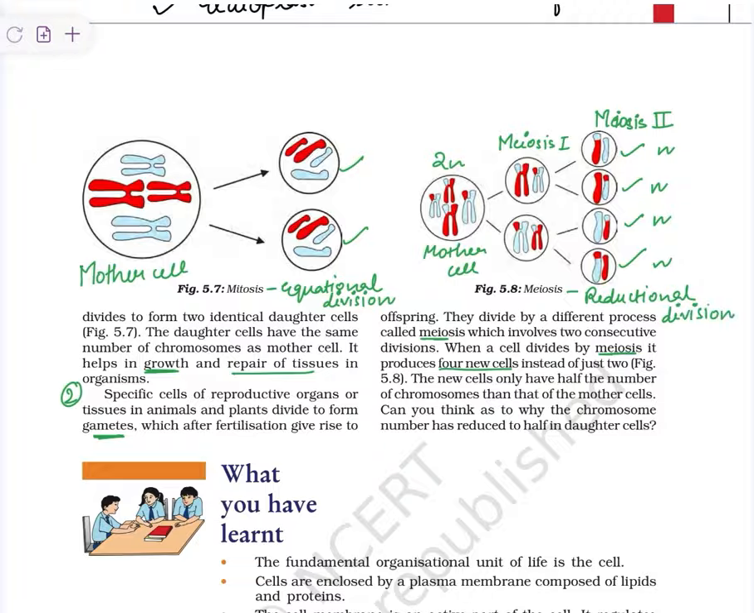And now with this topic we came to the end of the chapter.